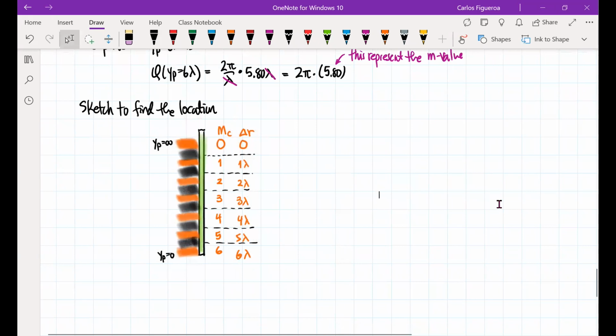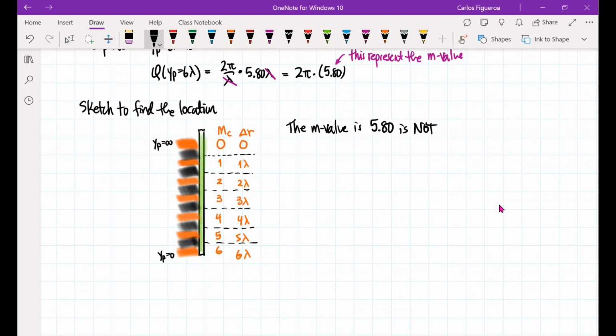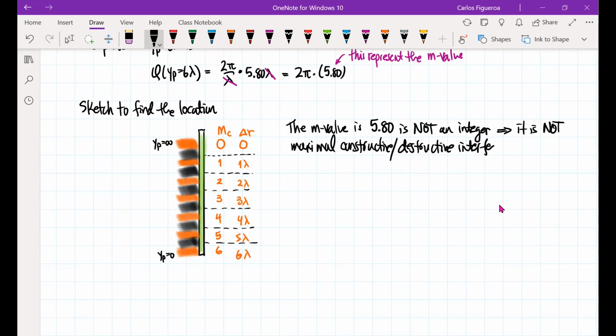What you're seeing here is that the M value is 5.80, which is not an integer. So what that implies is that it is not maximal constructive or destructive interference. In other words, it's an intermediate value.